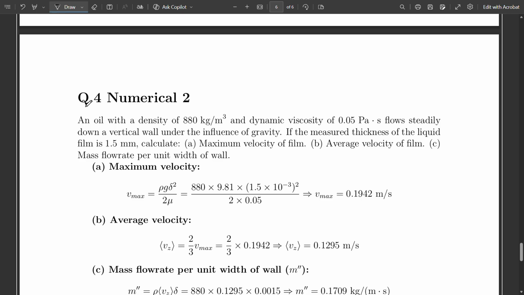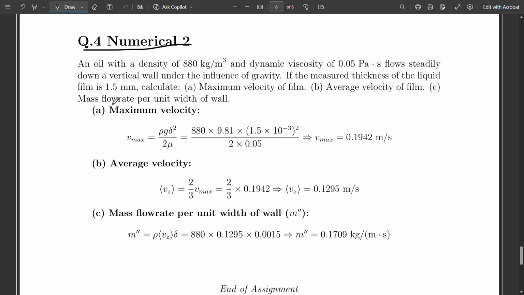The second numerical on this same topic: an oil with a density of 880 kg per meter cube and dynamic viscosity of 0.05 pascal second flows steadily down a vertical wall under the influence of gravity. If the measured thickness of the liquid film is 1.5 mm, calculate the maximum velocity of the film, the average velocity of the film, and the mass flow rate per unit width of the wall.